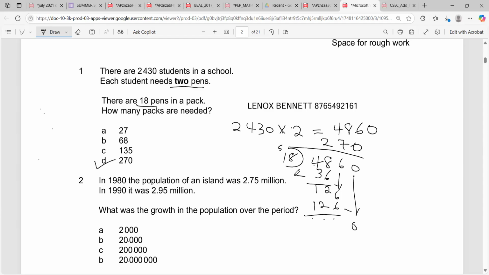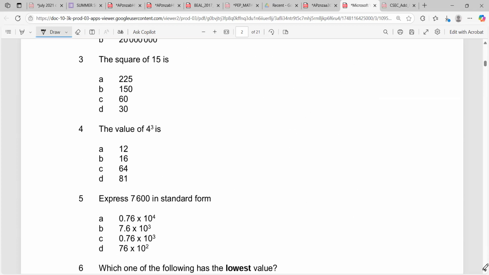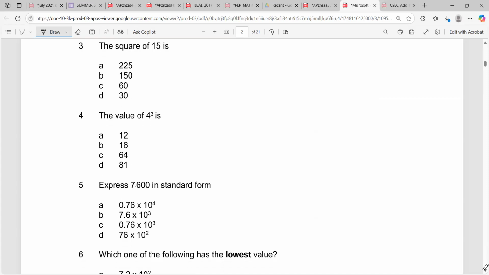Number 2 says, in 1980, the population of Ireland was 2.75 million. In 1990, it was 2.95 million. What was the growth? And that would have been 200,000. And that one is pretty straightforward as well. All right, number 3, 4, and 5. Let's see if we can do those.